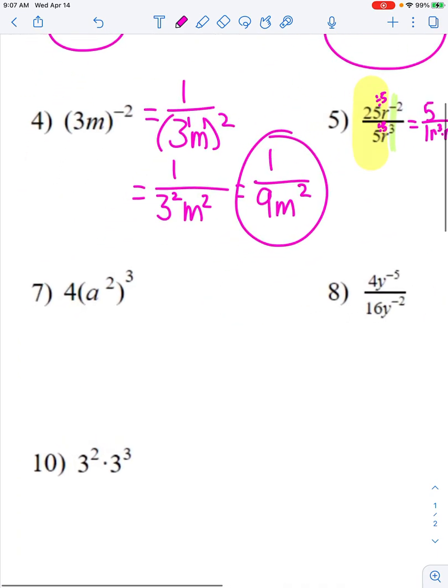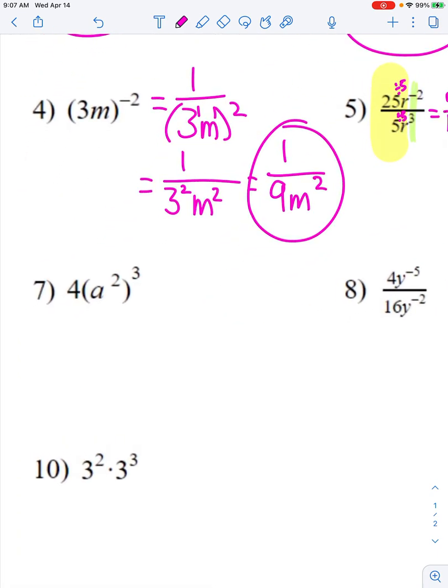Now let's take a look at number 7. So I notice the power rule. The 4 is not inside the parentheses, so I just bring it down. Then for a squared to the 3rd power, power rule says you keep the base, multiply the exponent. So 2 times 3 is 6. So 4a to the 6th is your answer.